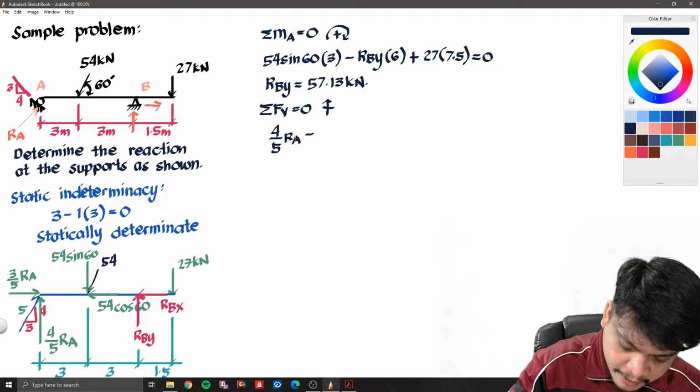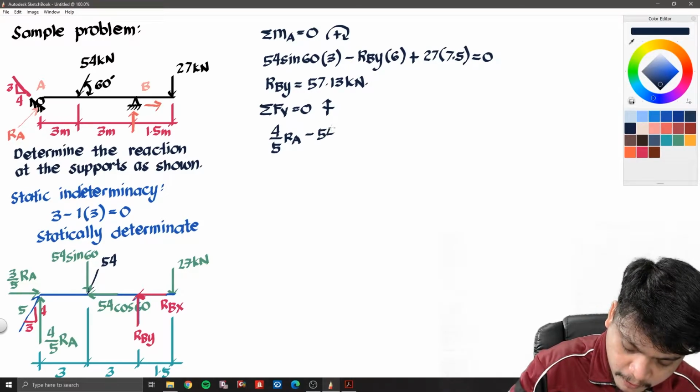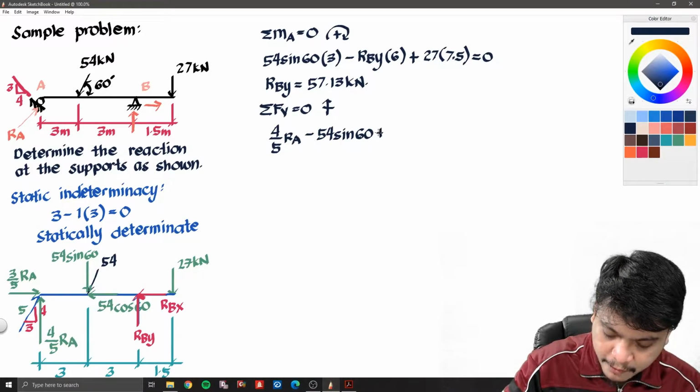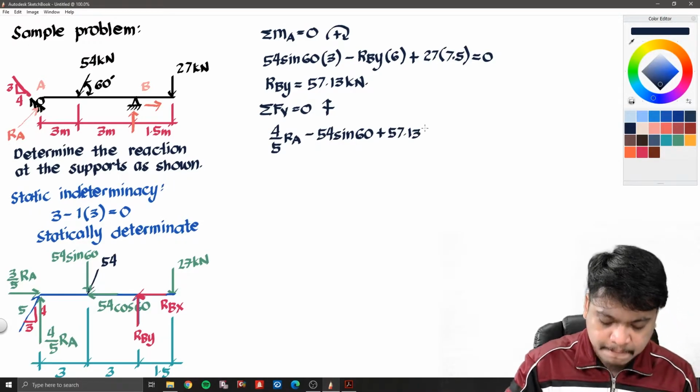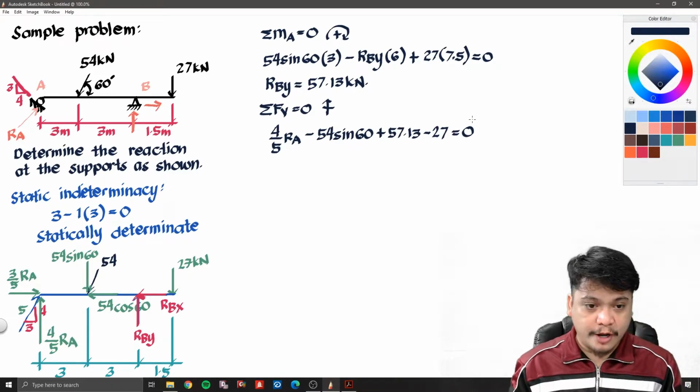Okay, and then minus the vertical component of 54, so that is 54 sine of 60. Okay, and then you will be having here the RBY plus 57.13. Okay, and then minus natin yung load, minus 27. Again, that would become equal to 0. So, no other loads.